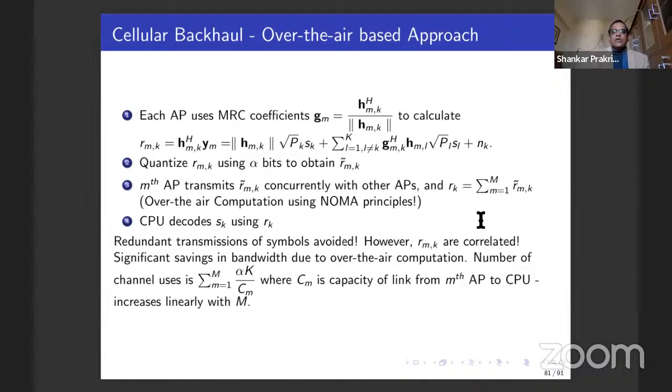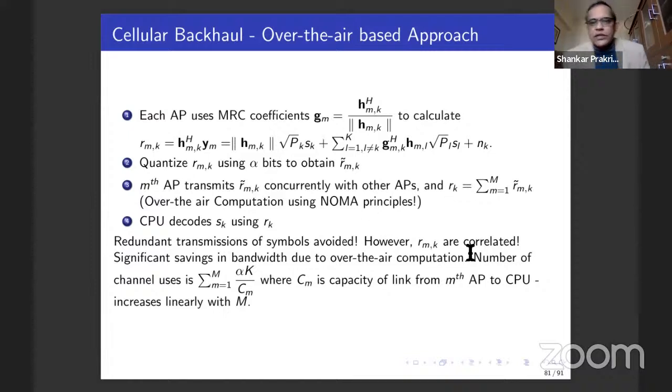Now, these r_mk are obviously correlated quantities. Redundant transmissions are avoided, but these r_mk are definitely correlated, because the same symbol that's appearing for the kth user will also appear as interference, because each symbol might be present in the r_mk transmitted by different access points, because each access point might be having the same symbol. And in some cases, the symbol that you are interested in might also appear as interference in the other access point when you're looking at different r_k, right?